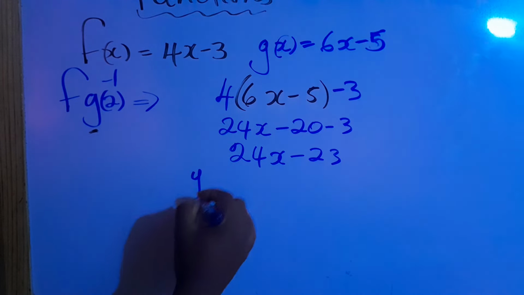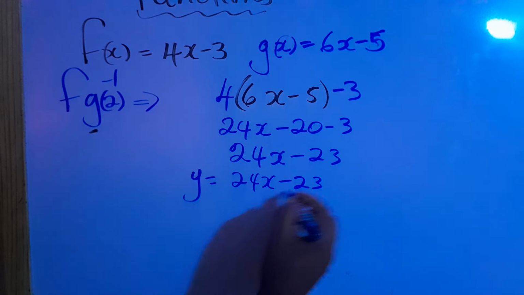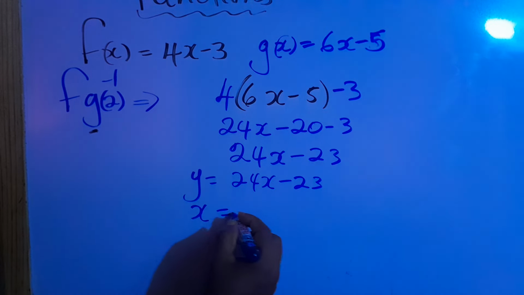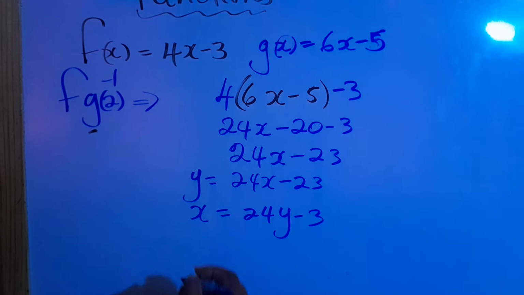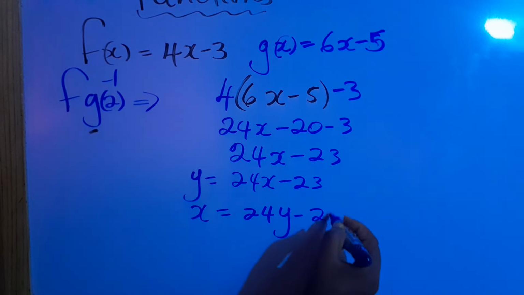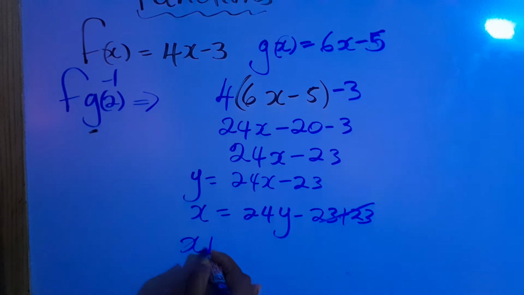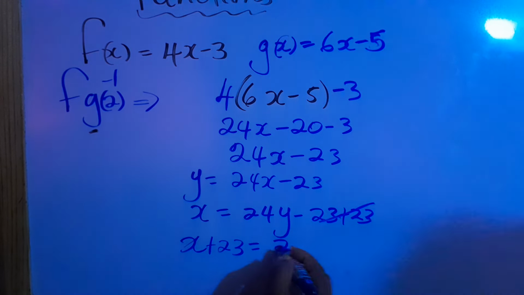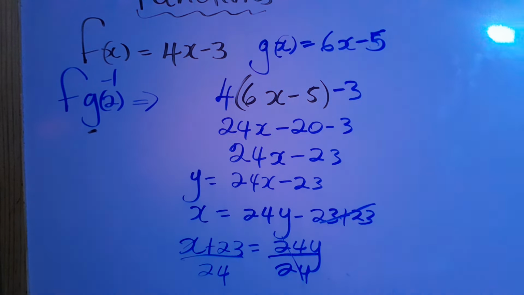So we change the function to y. So it's 24x minus 23. Interchange x for y and y for x. So that's 24y minus 23. Solving for y now. This is supposed to be 23. We add 23 to both sides. So we have x plus 23 equals 24y. And then we simply divide by 24. So long and short of it, this is supposed to work out to x plus 23 over 24.